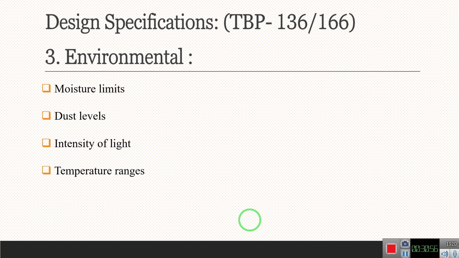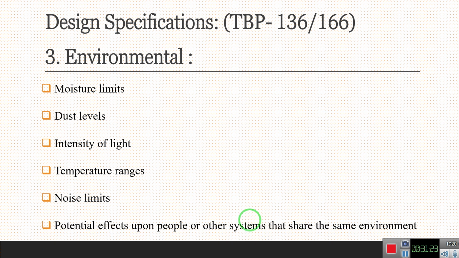Temperature ranges: the operating temperature of your product should not affect the environment. A very huge heating effect can affect nearby plants or other users in the environment. So temperature ranges. Noise limits: your product should not produce noise at levels that affect the environment, like other birds and other human beings. Noise limits should be considered.